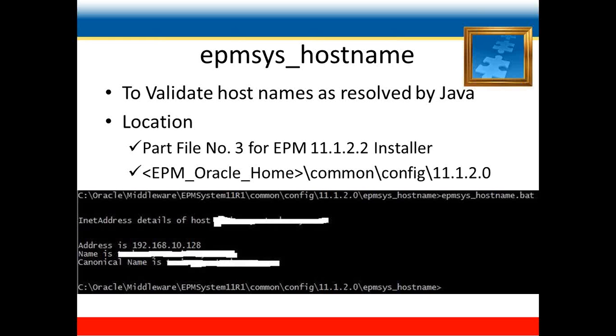Then you just need to call this utility using a command prompt, and you can see some information getting displayed in the command prompt itself. I have shown a screenshot of the execution of this utility. It shows the inet address detail of the host where you have run this utility. Then it shows the IP address, the name of the host server where you have run this utility, and the canonical name.